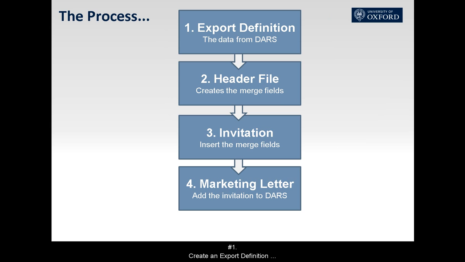So using DARS I can do this in 4 very easy steps. Step 1, I'm going to create an export definition. And an export definition is our way of telling DARS which data we would like to insert into our invitation. Step 2 is to create a header file. A header file is a document that would generate our merge fields which we can later put into our invitation. The third step will be to put our merge fields into our invitation. And the fourth step is to create a direct marketing letter. This is how we're going to load our invitation into DARS and we will later on be able to link our invitation to our event.